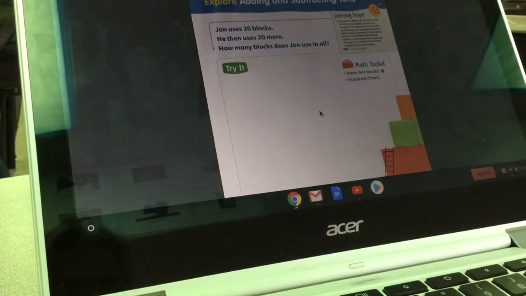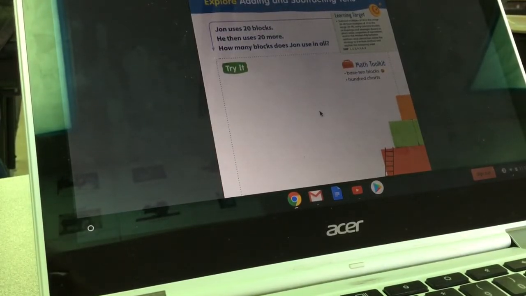It says John uses 20 blocks. Then he uses 20 more. How many blocks does John use in all? Let me read that again. Continue thinking about what the problem is asking me. John uses 20 blocks. He then uses 20 more. How many blocks does John use in all?